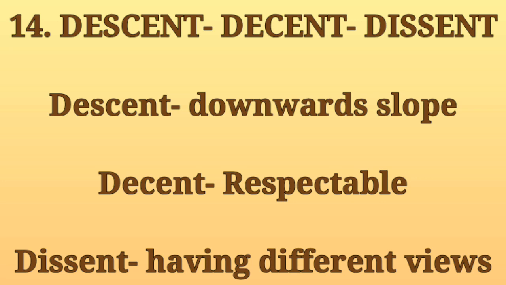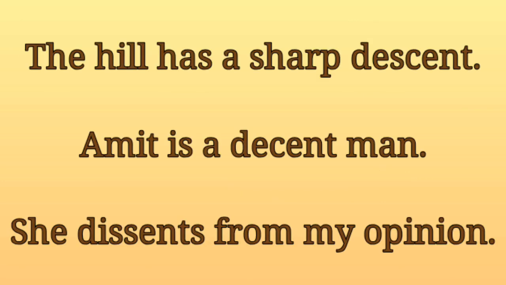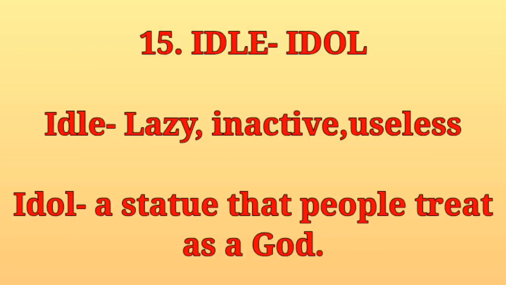Now look at the sentences so that it will be more clear to you. First is, the hill has a sharp descent. Amit is a decent man. She dissents from my opinion. Now you know the meanings. The first one is descent, means the hill has a downward slope. The second one is decent, means Amit is a respectable man. And the third one is she dissents from my opinion, means that she is having different views from my opinion.